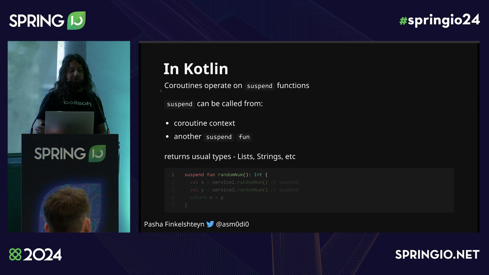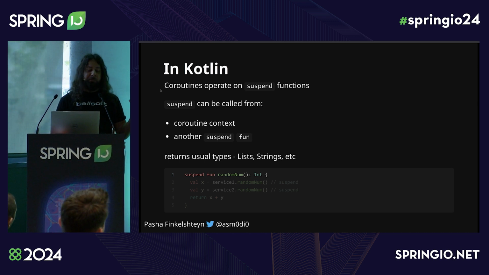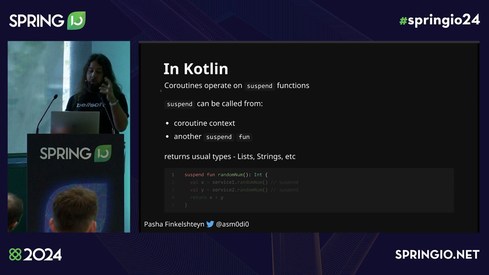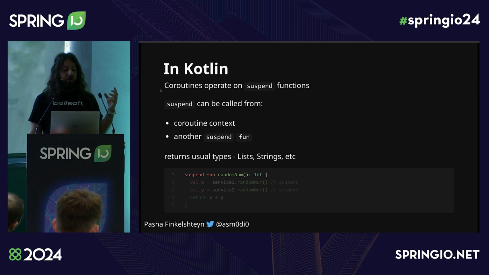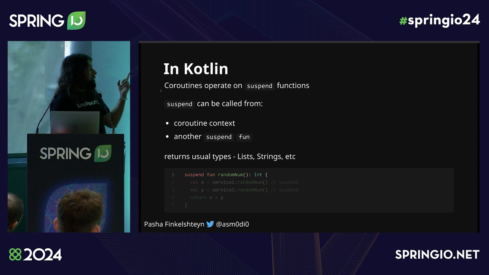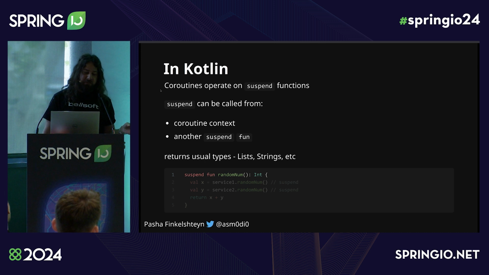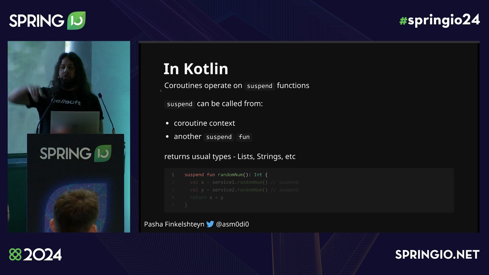Kotlin works a little bit differently. Kotlin operates with an entity called coroutine, and with suspend functions. Suspend functions can be called from a coroutine context or from other suspend functions. Who uses suspend functions in their code?